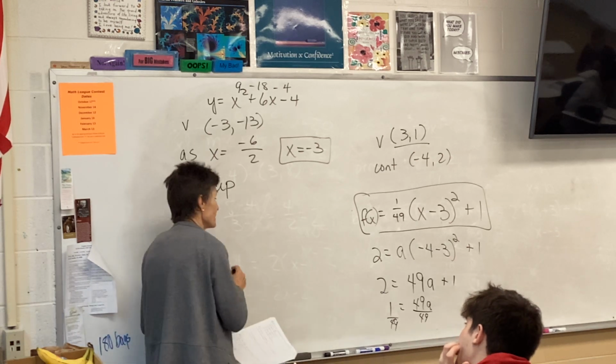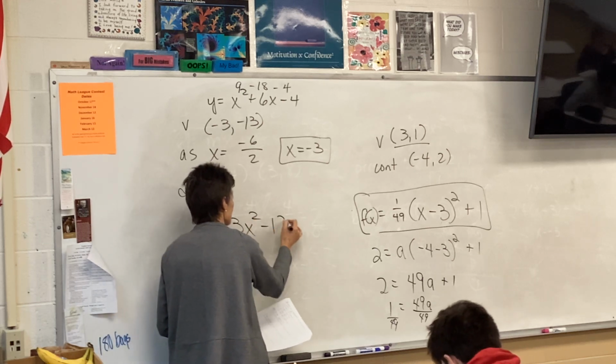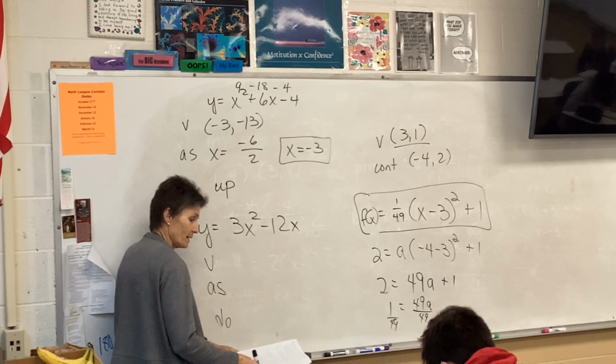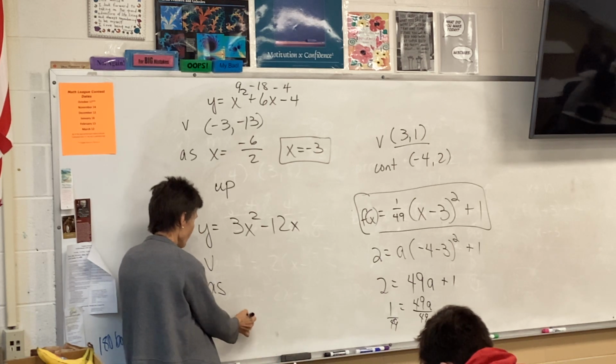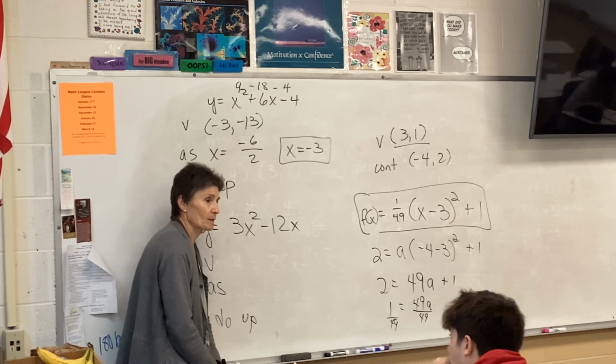Okay, one more and the test is over. y equals 3x squared minus 12x. Same thing: vertex, axis of symmetry, direction of opening. What's our direction of opening? Up, since a is +3. Okay, that's done.